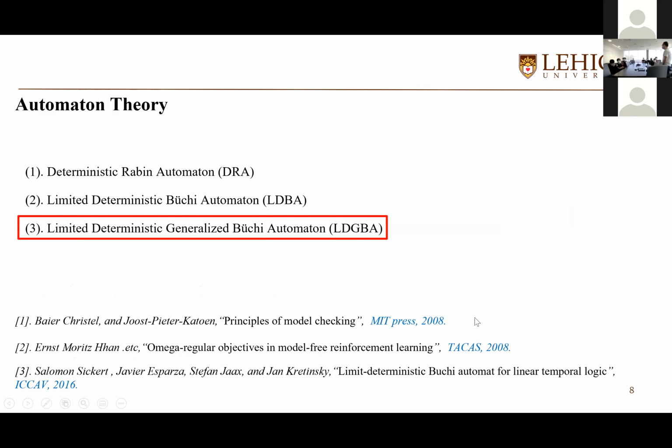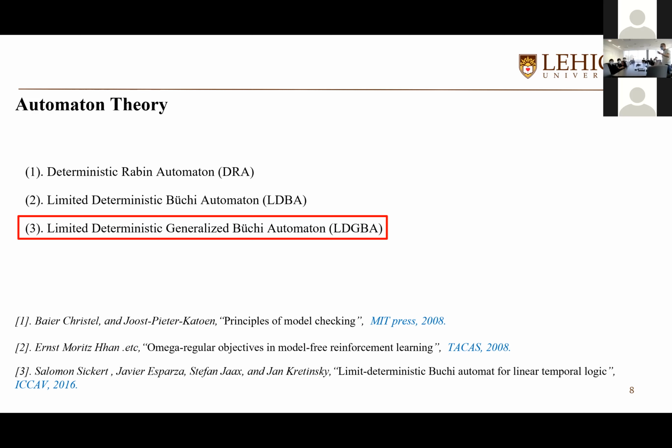So let's first explain the first part. For LTL satisfaction, we always use automaton theory, which means for each formula, we translate the formula into a graph structure that we call an automaton. The automaton is a graph that has accepting states. You can regard the accepting states as the destination of the graph. If you go from the beginning to the destination, the task will be satisfied.